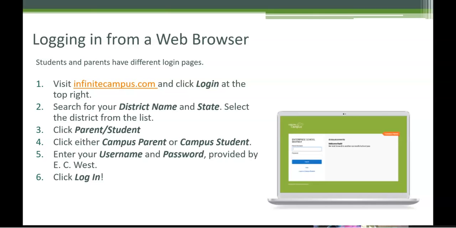But being that you're the parent, select Campus Parent, because even though you can view the same material, on the parent side you will be able to view a little bit more that your child doesn't have access to. Then you're going to enter your username and password, which again is provided by EC West, and then simply click login.